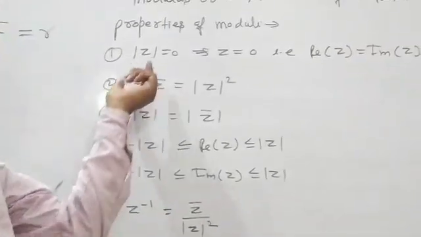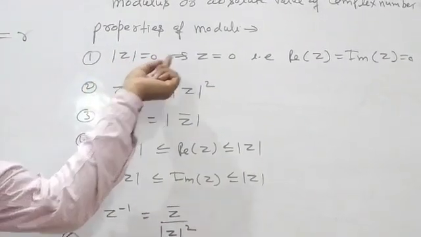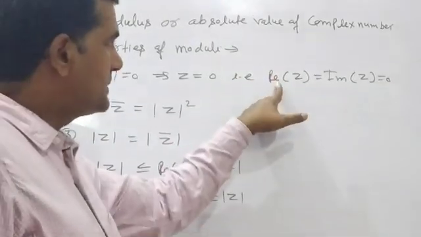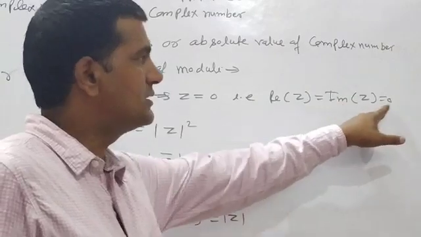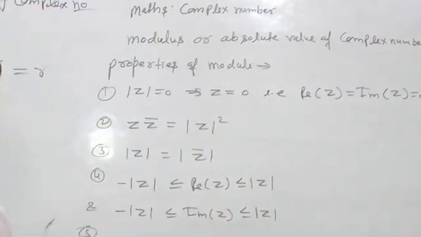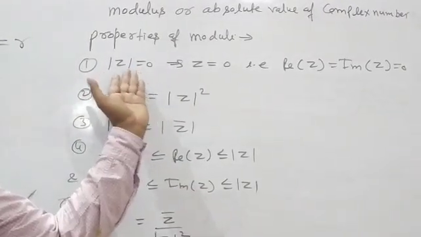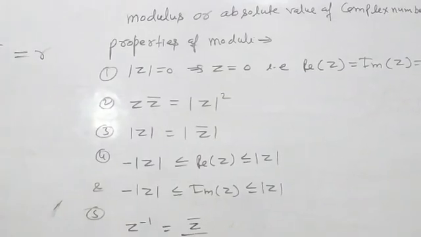Therefore, we can say that if mod of z is equal to 0, then z is equal to 0, that is, the real part of z is equal to 0 and the imaginary part of z is also equal to 0. Understood? This is a property. Please try to understand the first property. Clear?